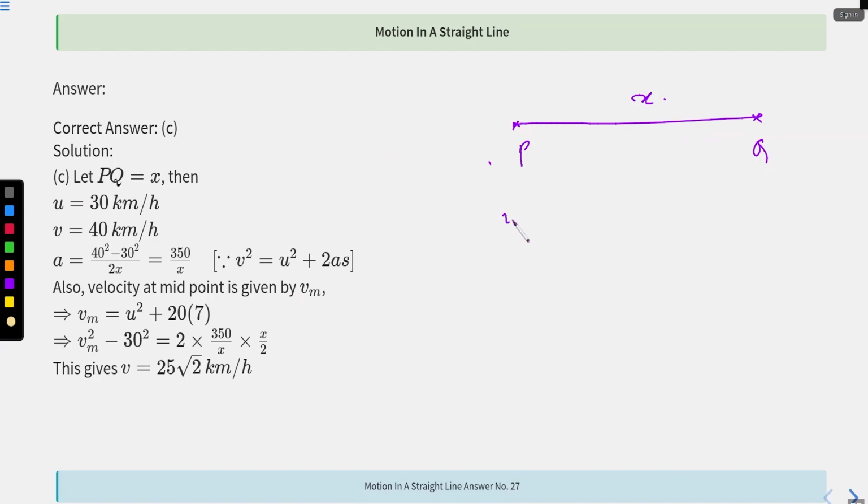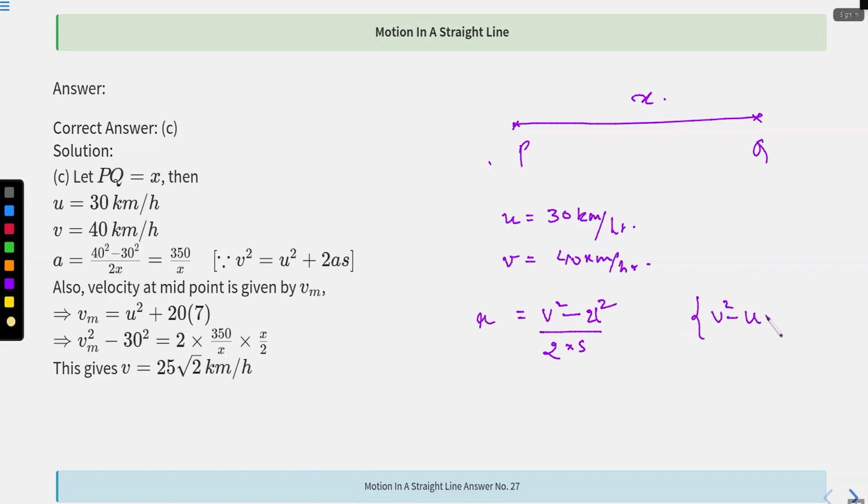Okay, the initial velocity they have given us is 30 kilometer per hour, and the final velocity v is 40 kilometer per hour. They have asked us to find the acceleration. So acceleration is equal to v square minus u square divided by 2 into s. You know this equation, right? v square minus u square is equal to 2as. Correct? s is given to us.